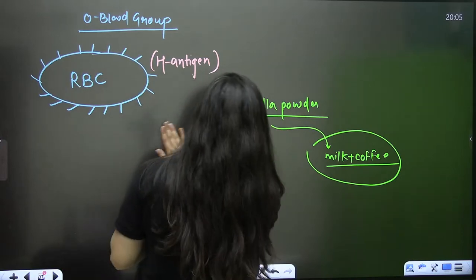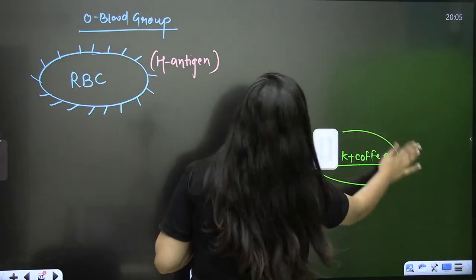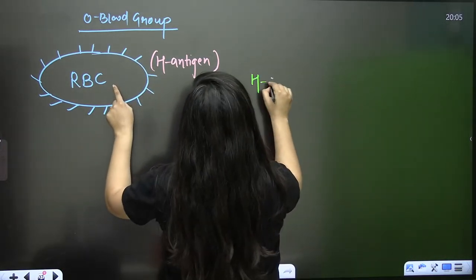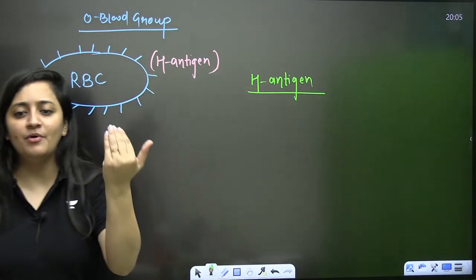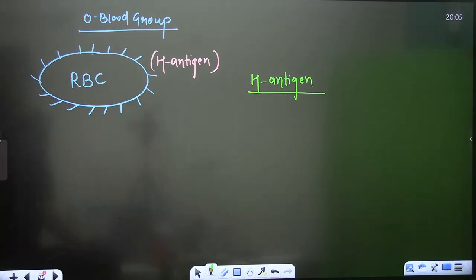Same way, you have the H antigen. When I say antigen, it is present on the RBC surface, of course. But obviously the H antigen is made up of something. It is made up of certain compounds. Yes or no? Tell me, yes or no?